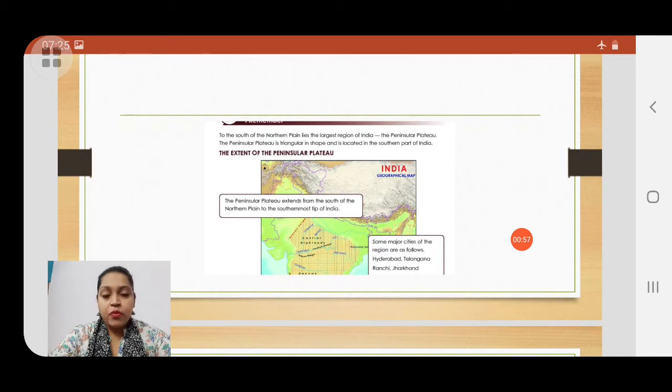Just a recap, what did we study in our last classes? We have studied about the extent of the Peninsular Plateau. The first page was on the extent of the Peninsular Plateau, and from where does it extend? It extends from the south of the northern plain to the southernmost tip of India.